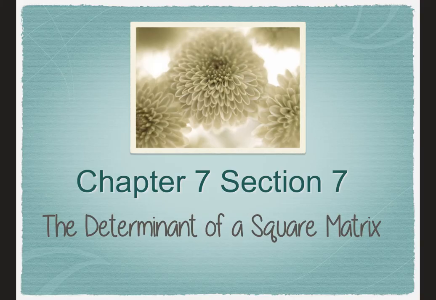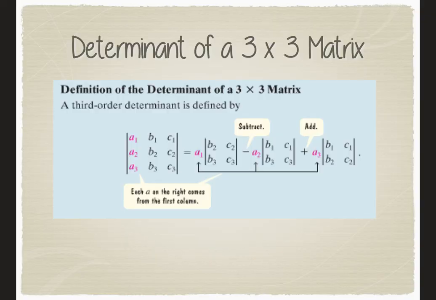Okay, so yesterday we started 7-7. We did the determinant of the 2 by 2. We did the minors, and then we did the cofactor. Today we're going to do the determinant of a 3 by 3.